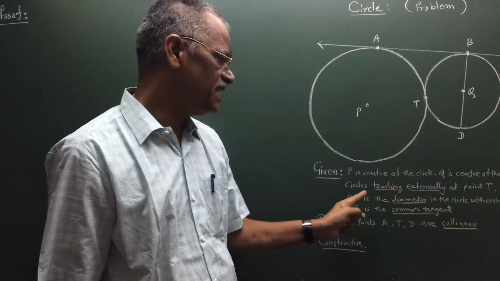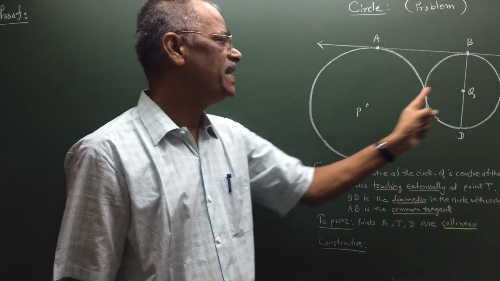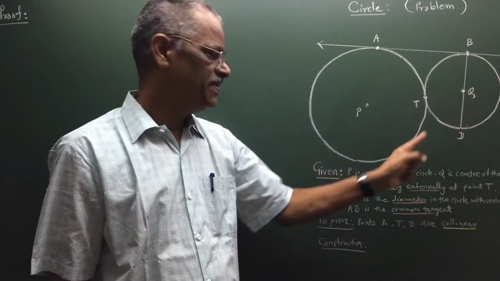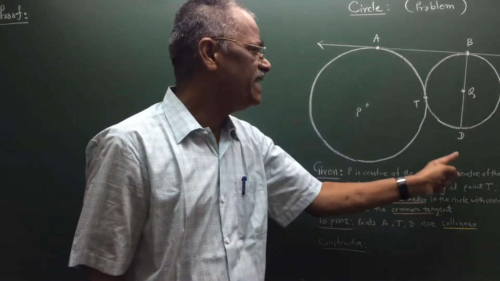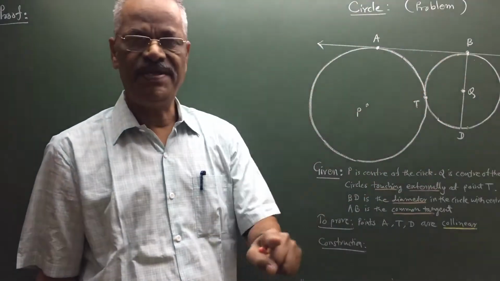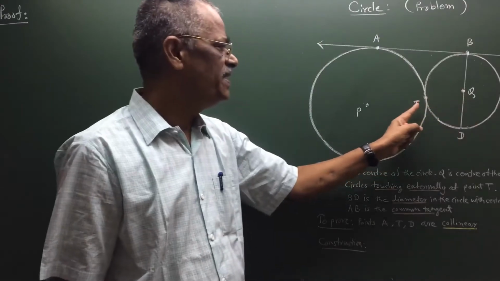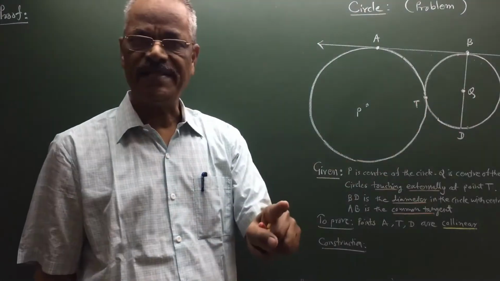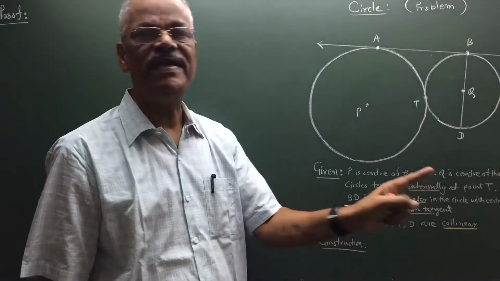Two circles are touching externally. Centers P and Q are there. BD is diameter in the circle with center Q. T is the point of contact there. And AB is the common tangent there.